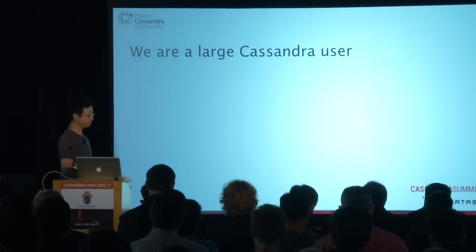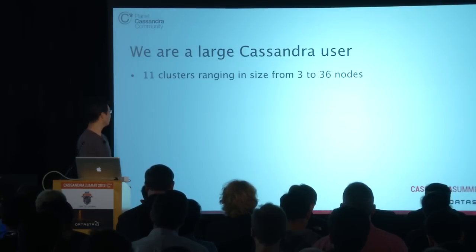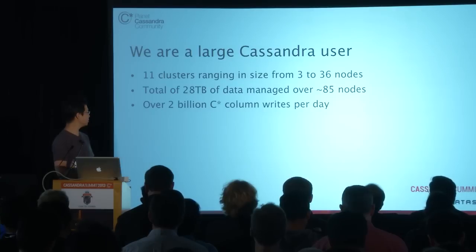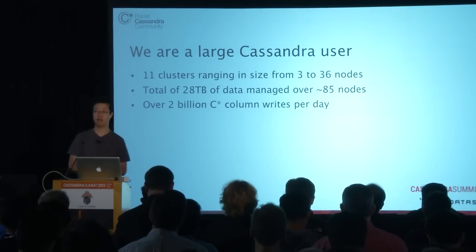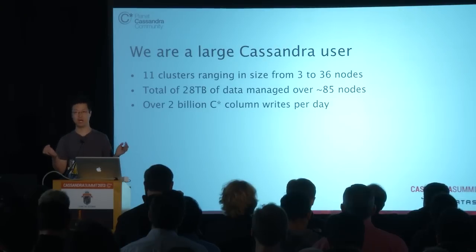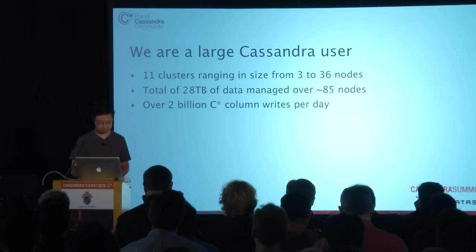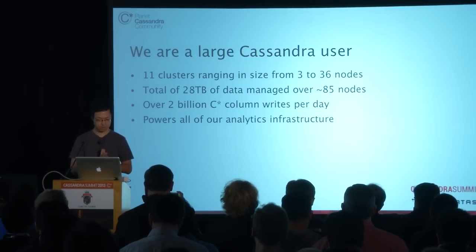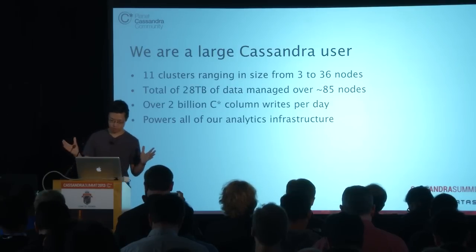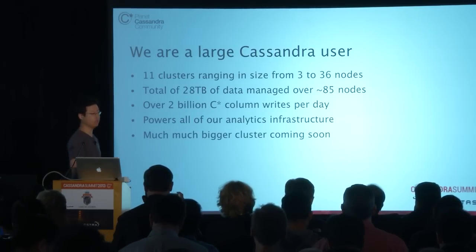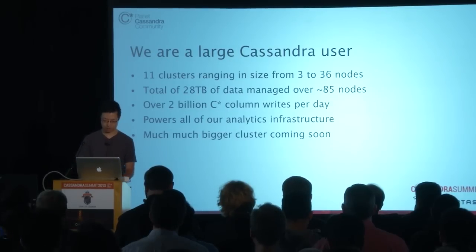We're a fairly large Cassandra user. We have 11 clusters ranging in size from 3 to 36 nodes, about 28 terabytes of data managed. We write over 2 billion events into a Cassandra data store, probably close to 3 billion every day. I think that averages out to about 15 to 20,000 events per second. Cassandra powers all of our analytics infrastructure, from recommendations, raw event storage, trend detection, to aggregated analytics. And we have a much, much bigger cluster coming soon. So we're pretty committed to Cassandra.